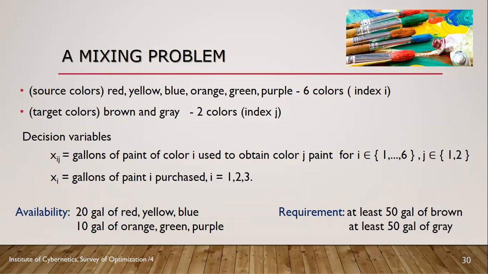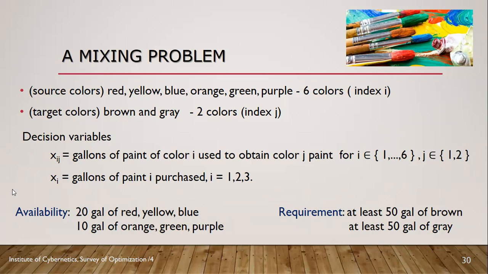So let's specify the decision variables. They are formulated as gallons of paint of color I used to obtain color J paint, where I varies from 1 to 6 and J varies from 1 to 2. And X sub I is the gallons of paint I purchased. Why do we have I from 1, 2, 3? Because there are only 3 primary colors which can be purchased.